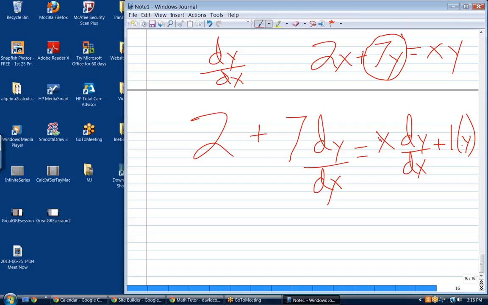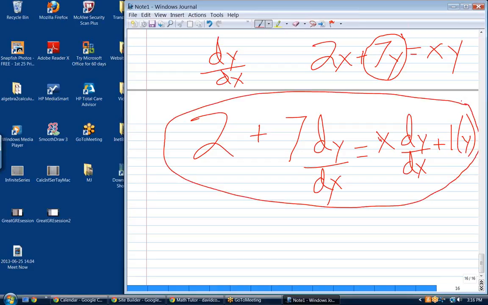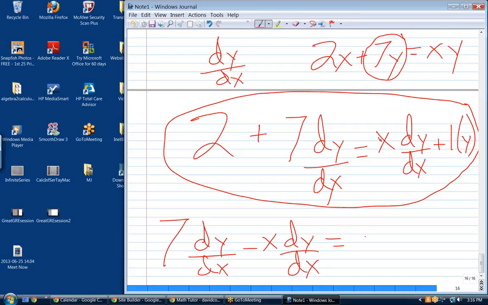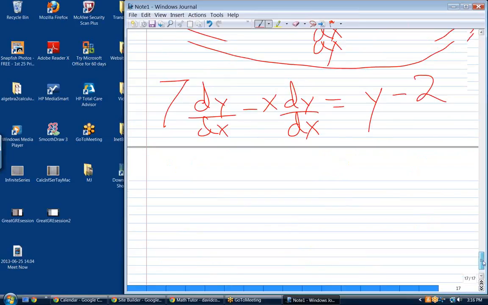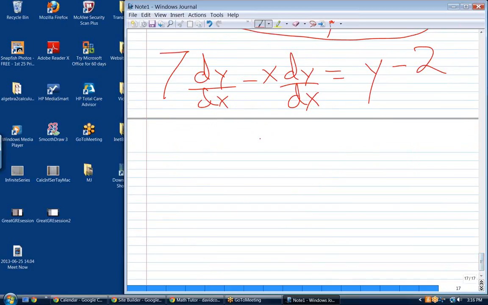Okay, so now my goal is to solve for dy dx, and I do it algebraically. I'm going to get everything that has a dy dx in it on one side of the equation, and everything else on the other. You with me? Yes. Okay. Now I'm going to factor out the dy dx.